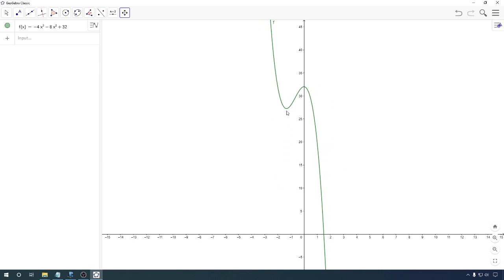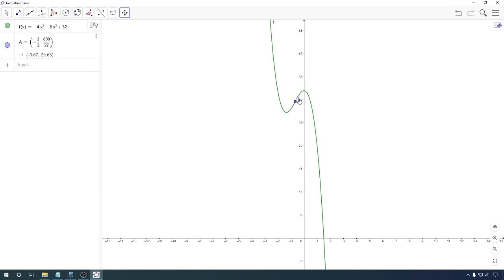Now you can see there's a relative minimum over here, relative maximum over here. That looks like it's probably at 0. We weren't actually asked to identify those, but we could have. But we were asked to go ahead and find that inflection point. So remember we had the x value of negative 2/3, we had a y value of 800 over 27, and we get a point right here in the middle.